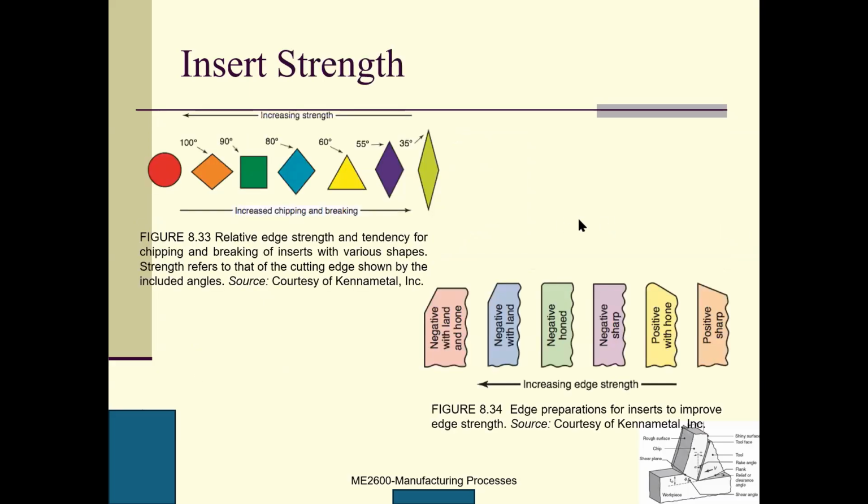Insert strength. You can see here is the round one. Here is the angle, and here is the square, and here the angle is decreasing. This is 60 degree, this is 55 degree, and this is 35 degree. This is relative edge strength and tendency for chipping and breaking of inserts with different shapes. The strength refers to that of the cutting edge, shown by the included angles.